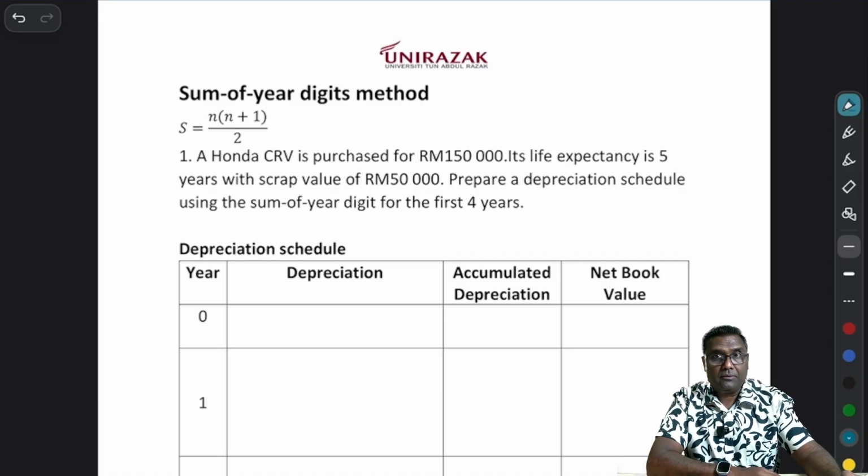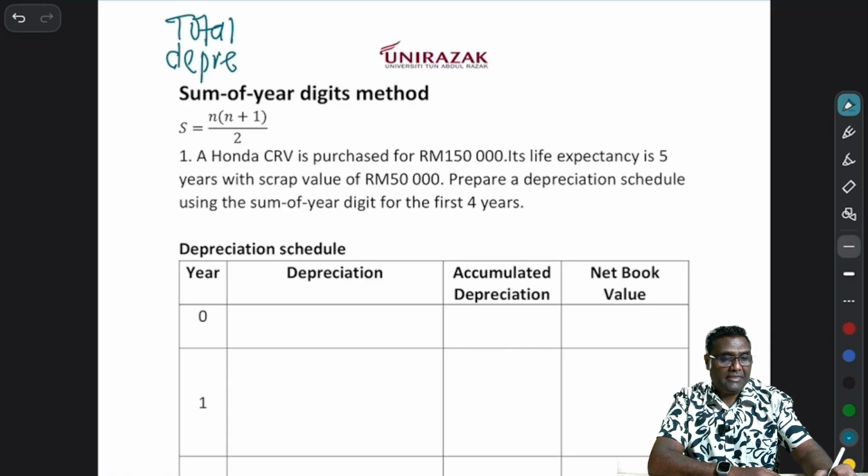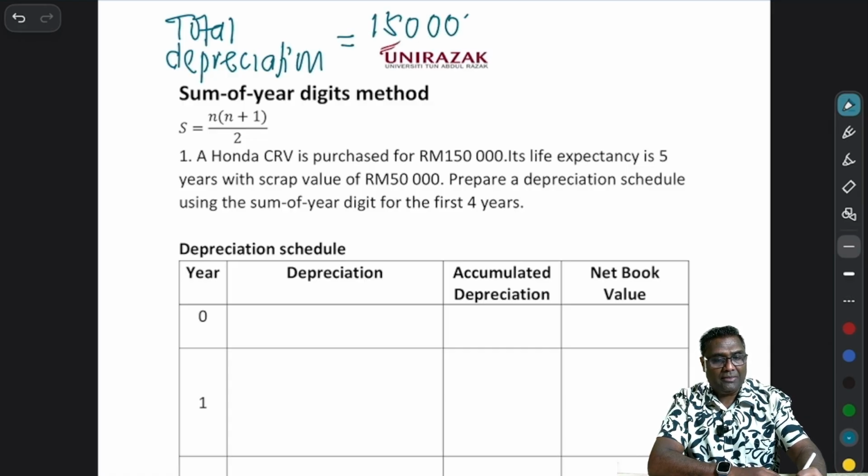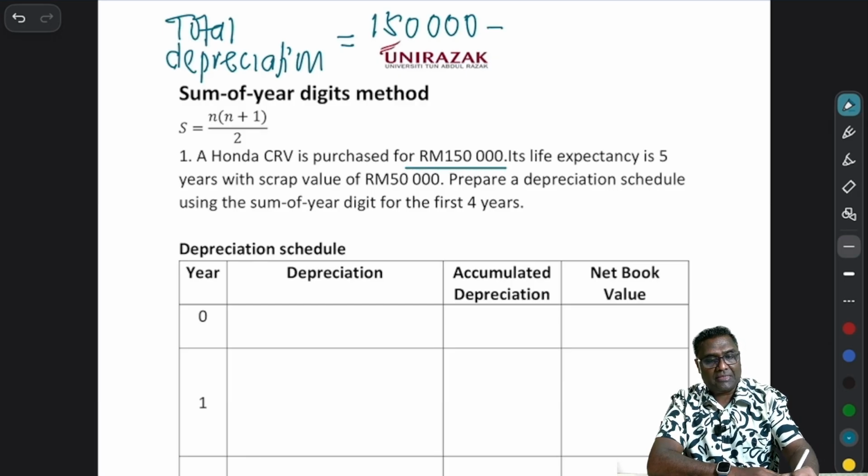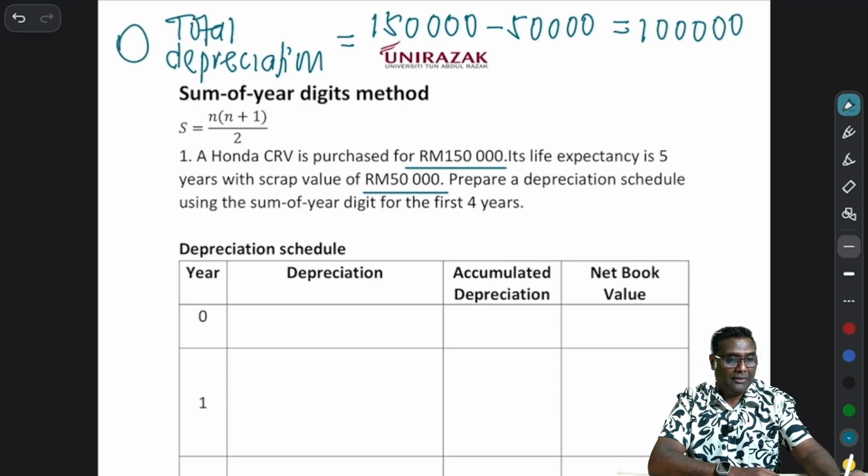Okay, now we calculate the total depreciation in order for me to get the depreciation for every year. So how do I get the total depreciation? I take the cost, which is 150,000, and I minus off with the scrap, which is 50,000. So when I minus this off, I get 100,000. This is the total depreciation that is going to be used, number 1.